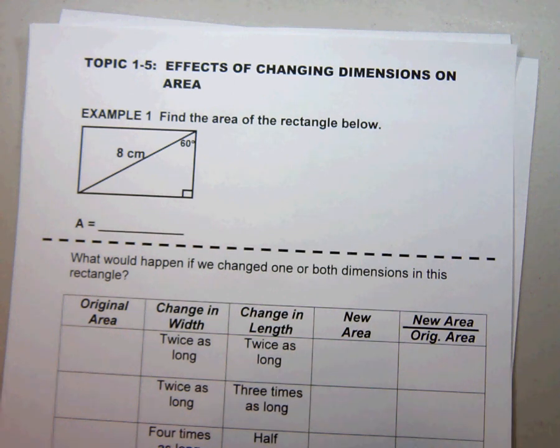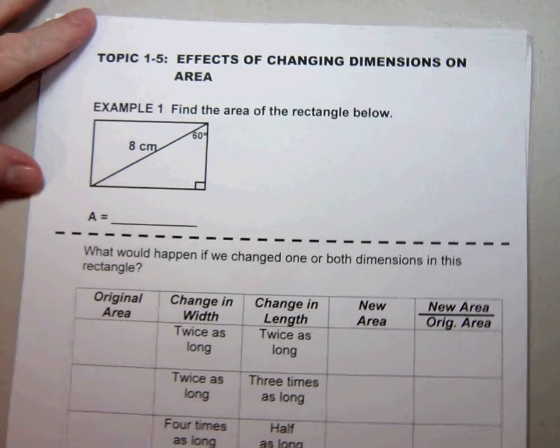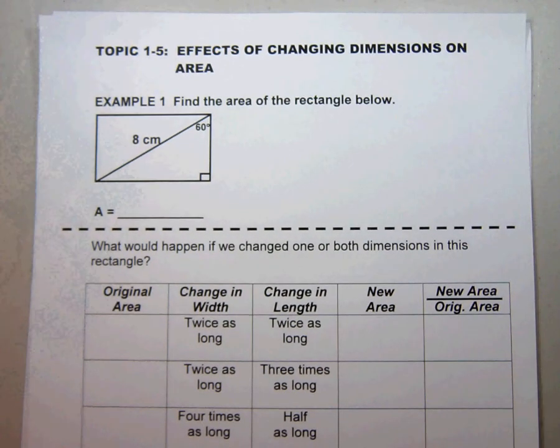Okay, now we're going to do section or topic 1.5. This is going to teach you how to look at shapes and describe what's going to happen to the area of that shape if you change some things about the width and length and sides and heights and bases. It's not just going to be rectangles, but you're going to learn how to look at what's happening with each change and how to do that.